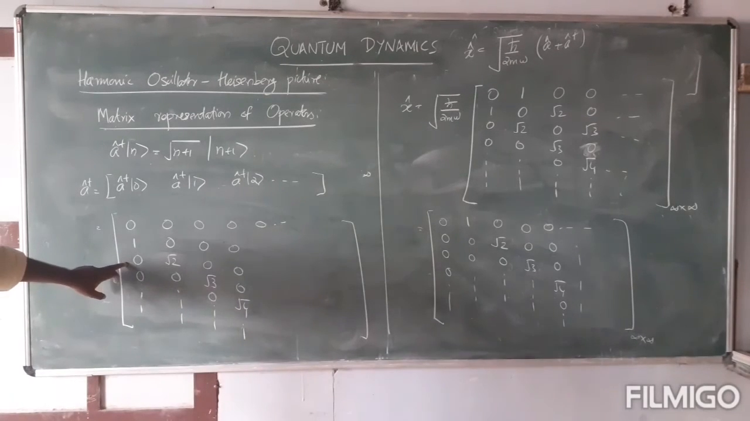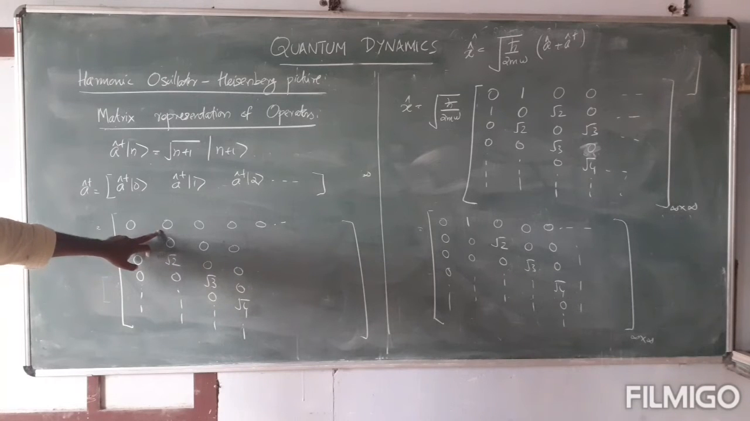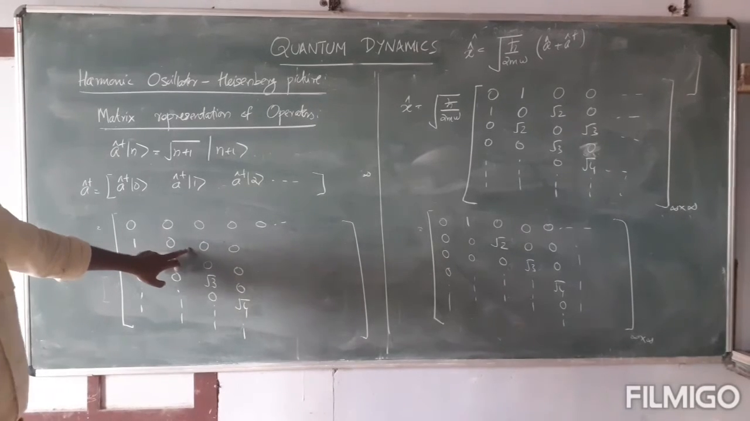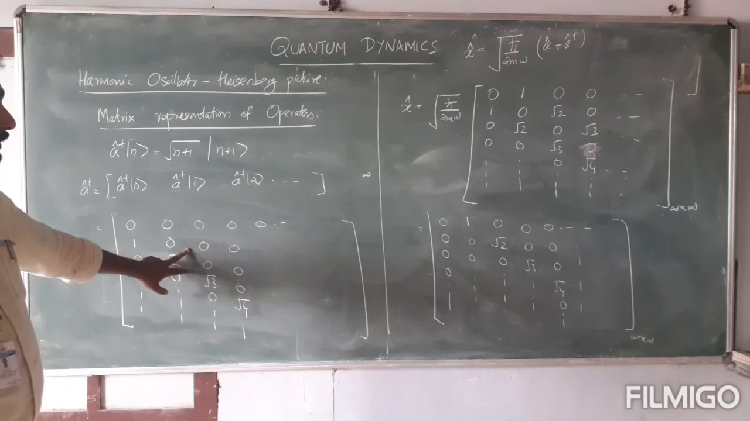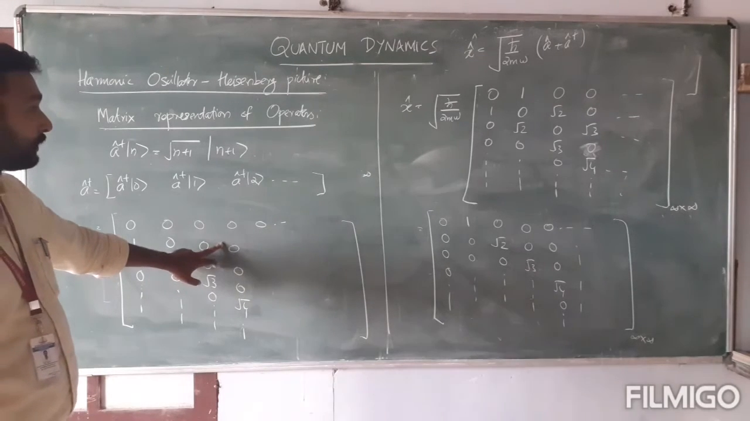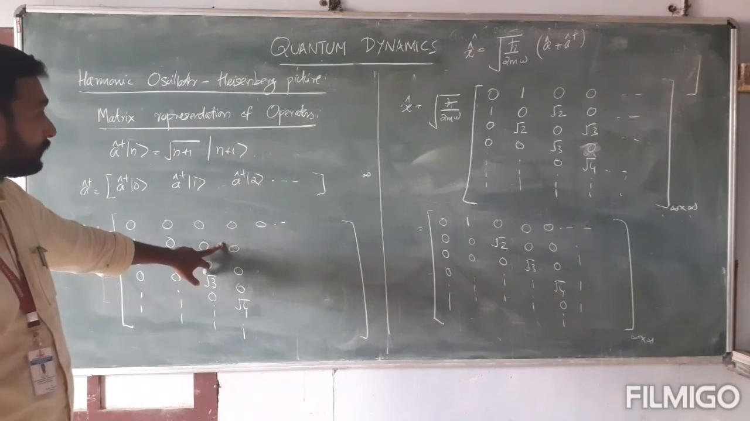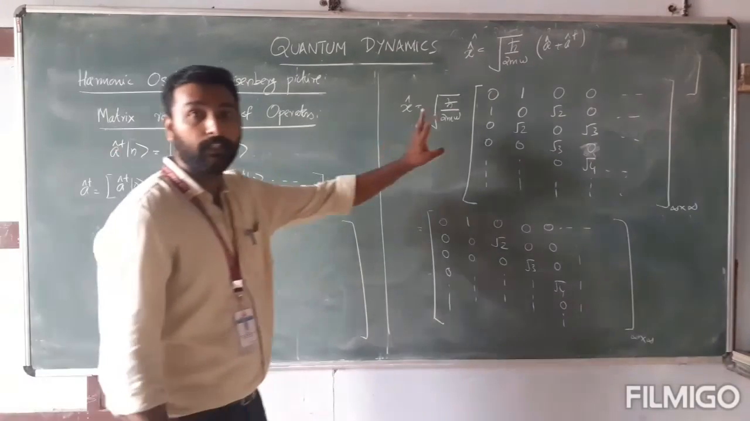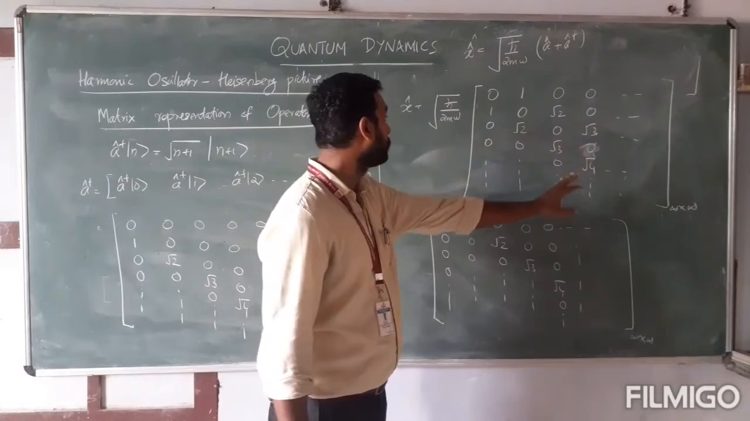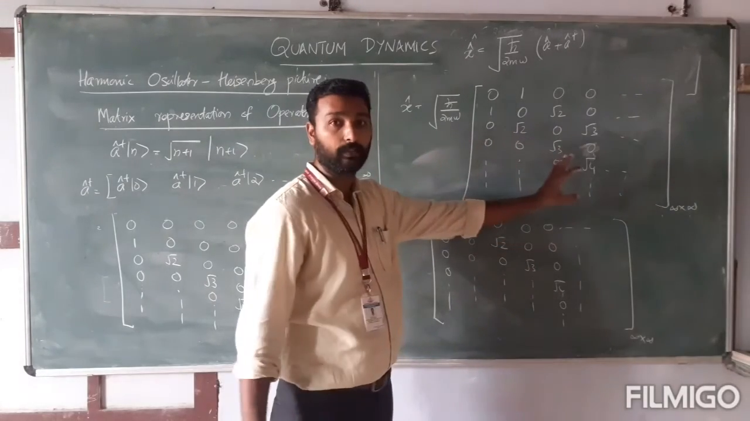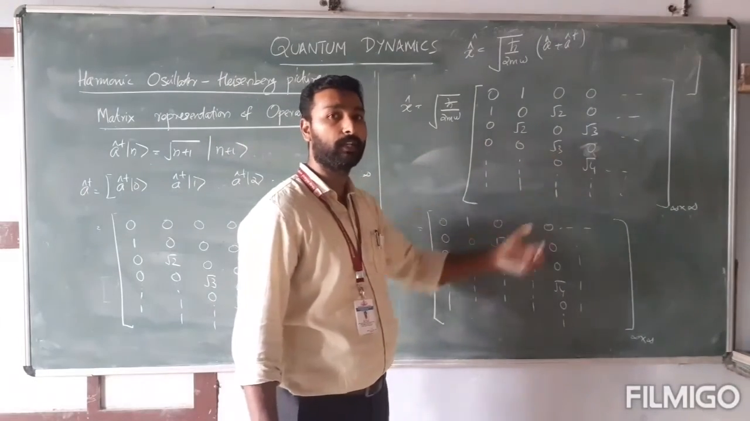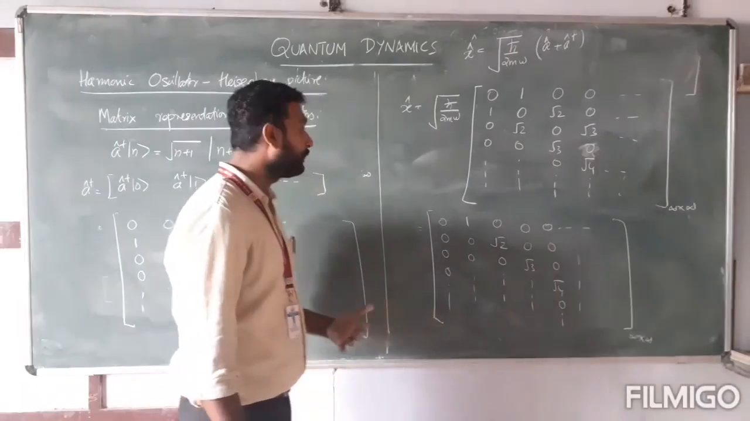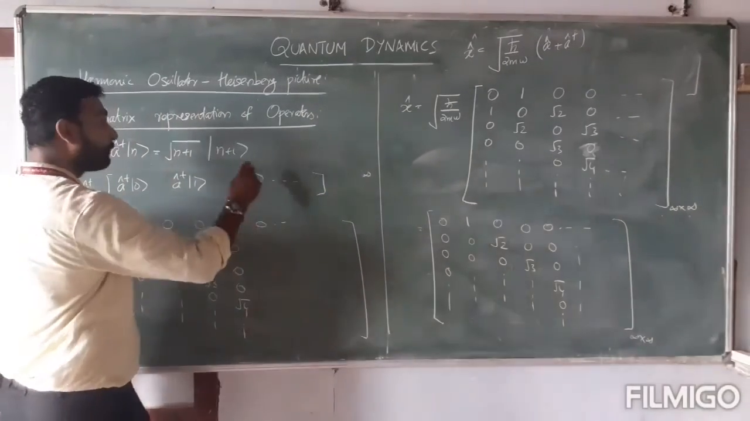I think that's correct. 1, 1, root 2, then root 2, root 3, then 0, 0, root 3, 0, 0, root 3, 0, root 4. So that's it. This is the position operator in the matrix form. Now similarly you can find the momentum operator and we can find the Hamiltonian operator.